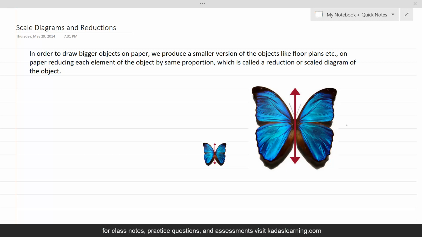Its height is 6 cm. Let's take its height as 6 cm. In order to draw the diagram of this butterfly on a piece of paper, we have produced a reduction of this butterfly here, and the size of this butterfly in height is 2 cm.